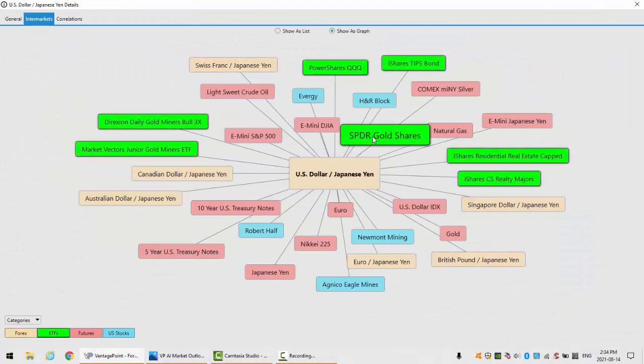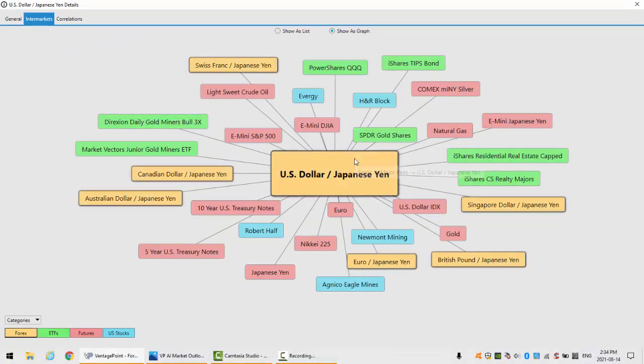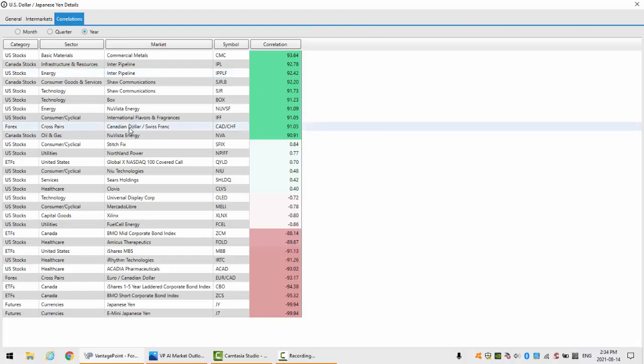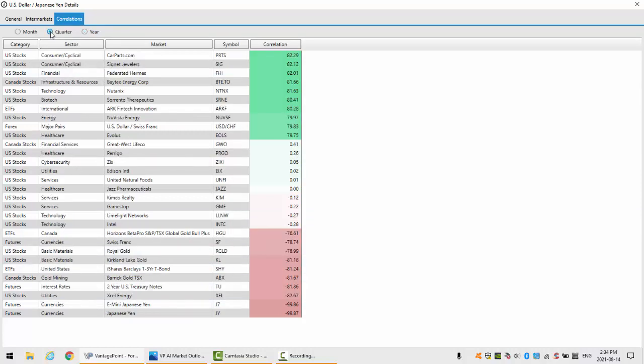So if we look under the hood a little bit with this dollar yen, you can see that there's a lot of different things: gold miner ETFs, the Spider Gold shares, and a number of these other pairs. And if you look at the direct intermarket, the positive correlations and then the inverse correlations, you can see all of these different markets down here, and we can go through that from the quarterly. You can see you've got Royal Gold, you've got Kirkland Lake Gold, Barrick Gold. So on a quarterly basis, there's a very high correlation to the yen and gold prices, and that's where it shows up in this particular pair.